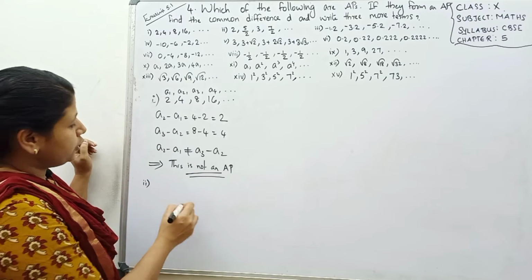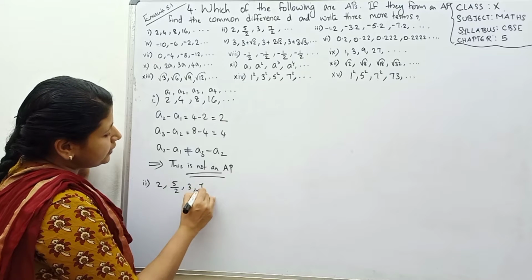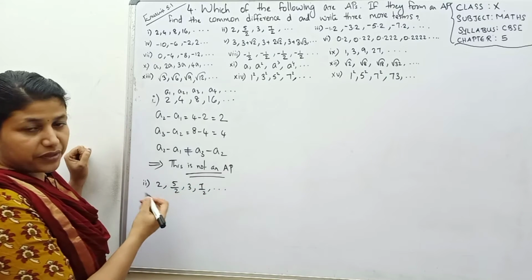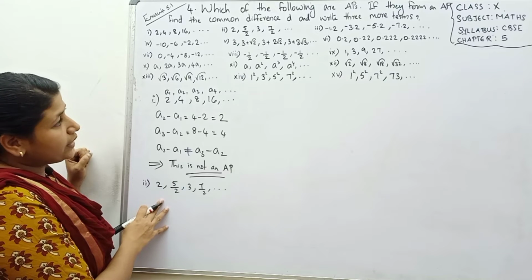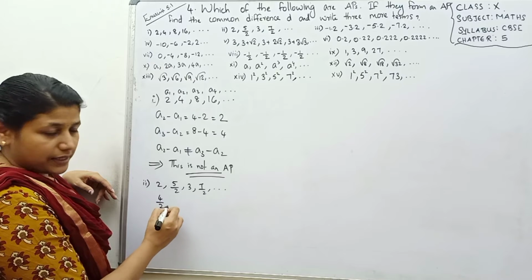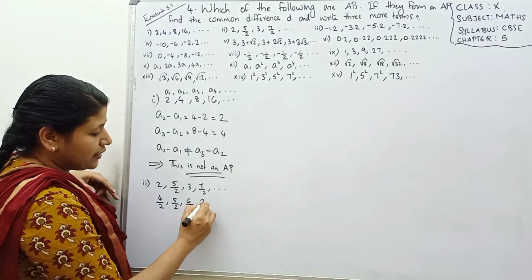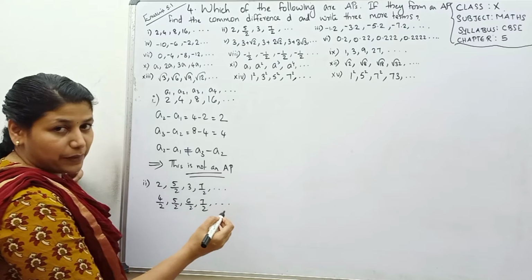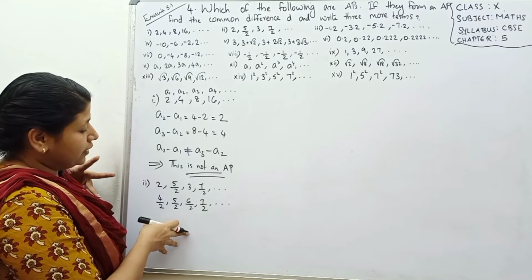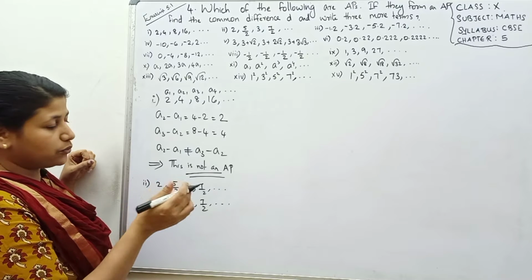What is the second question? 2, 5 by 2, 3, 7 by 2, etc. This sequence we can write again as 2 can be written as 4 by 2, isn't it? And this is 5 by 2, 3 is 6 by 2, and this is 7 by 2. Now we can say that this is an AP. Just writing it like this is not enough. We have to prove that. That means we have to find out A2 minus A1 and A3 minus A2, and so on.